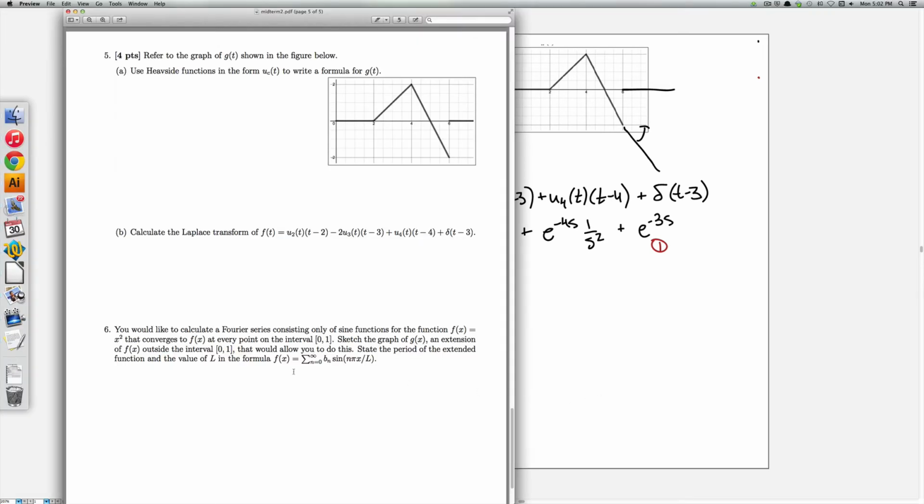For problem number 6, the goal is to set up a function for calculating a Fourier series, and you'd like to make sure that the Fourier series consists of only sine functions, and you want the Fourier series to converge to the function x squared everywhere on the interval 0, 1, including the endpoints. That means that you have to make sure that there are no discontinuities on that interval. And you're asked to sketch your extension, and you also are expected to state the period of the function and the value of L used in the formula for the Fourier series.